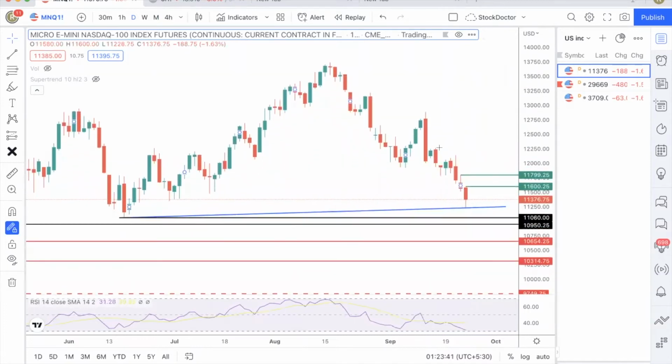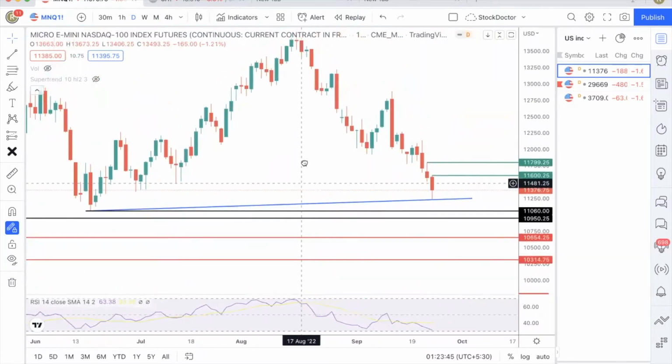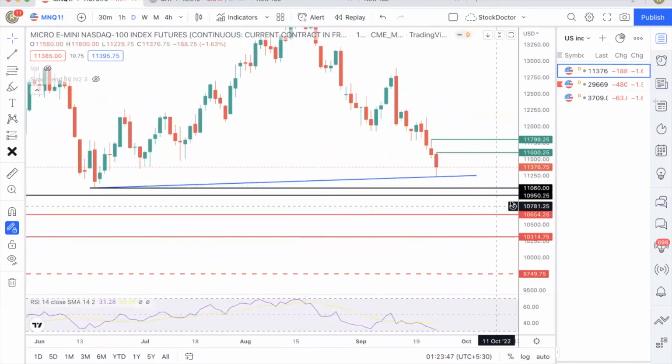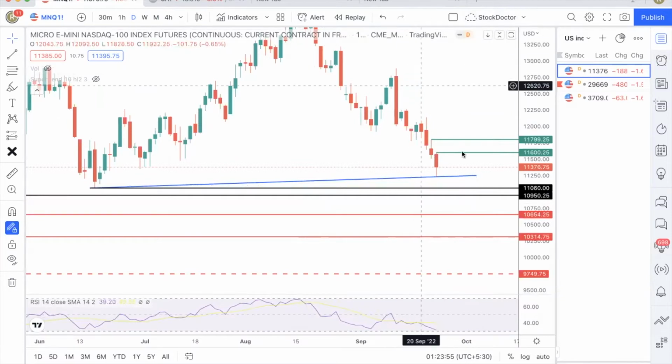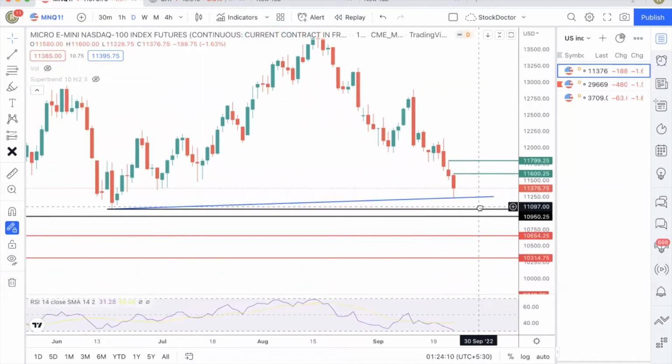So for me, if I am seeing it on the technical charts, let me zoom it clearly. If you see it here, for me, 11,060 to 10,950 is a strong support area for the Nasdaq 100. 11,060 to 10,950, that 100 point range, these black lines, this is the important area of support for Nasdaq 100.